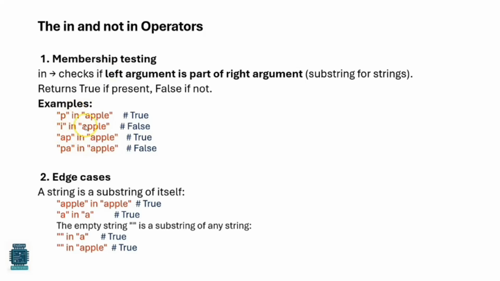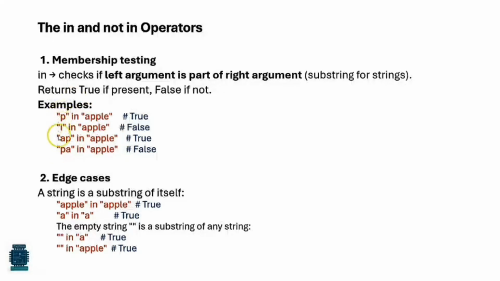The left arguments P, I, A, P, P, A, these are all the left arguments and apple is the right argument. We check whether the left argument is a part of the right argument, or a substring of the string. If it is there, then it will return true. If not, it will return false. Very clear, very simple, right?